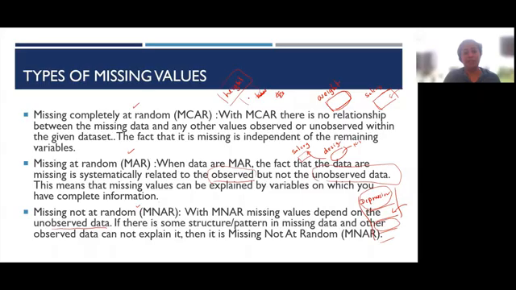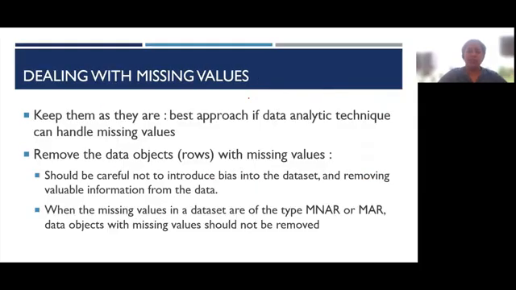Is it clear? Understood? It's not related to other values. It's completely random. It's not missing due to a certain reason, not because it's related to another one or something like that. Right, okay. So let's see, now if you have missing values.